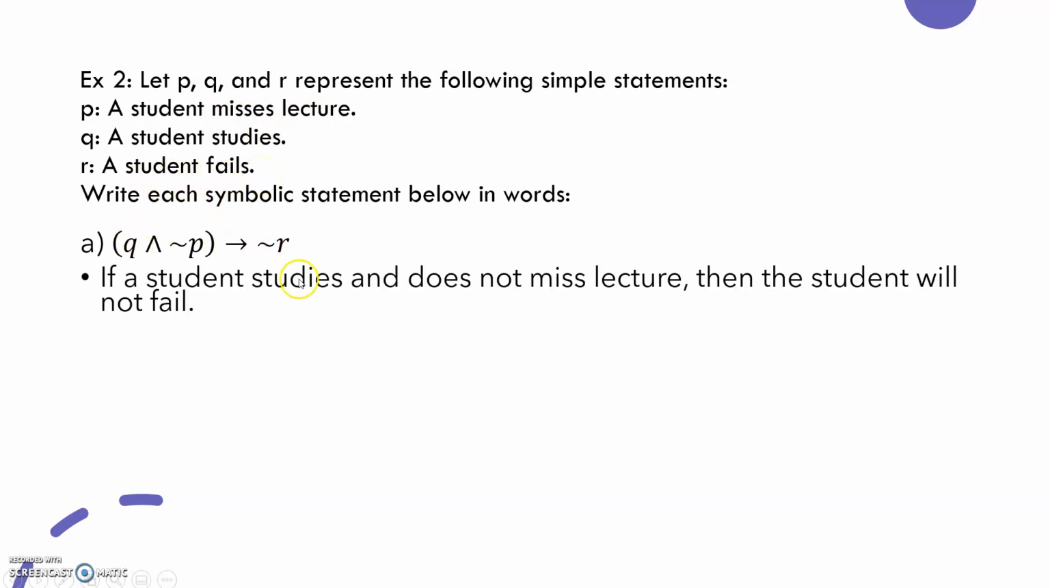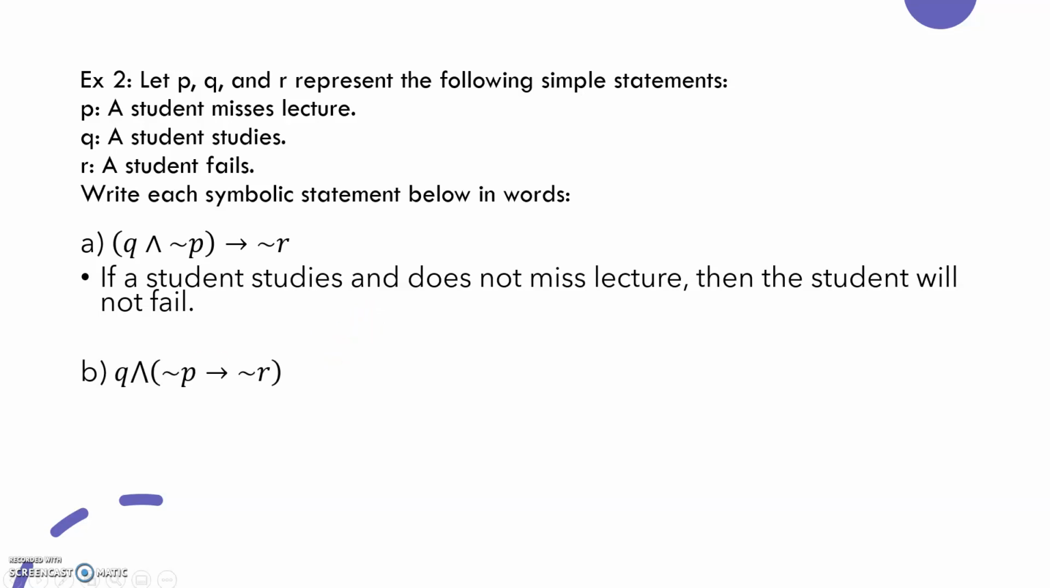Okay, so if a student studies, that's Q, and this symbol here is and, not P, which means a student does not miss lecture, then, because this is an if-then, you've got to have the then, not R, a student does not fail. So then the student will not fail. That's how you would translate that into words, okay?